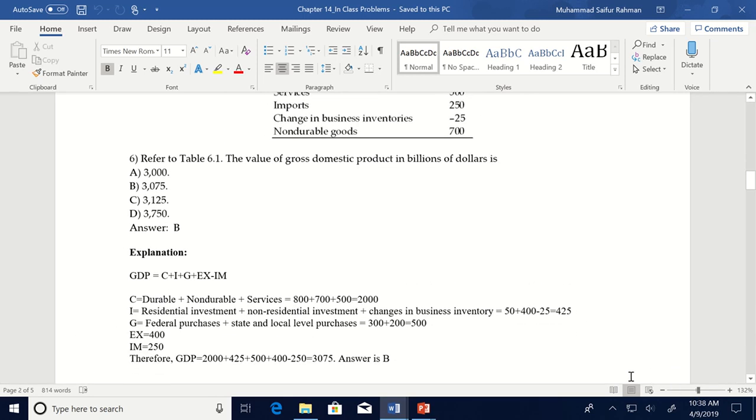Okay, so you calculate C, you calculate I, you calculate G, you calculate net export, and therefore your GDP is the sum of these four numbers, and you find your correct answer. Makes sense.